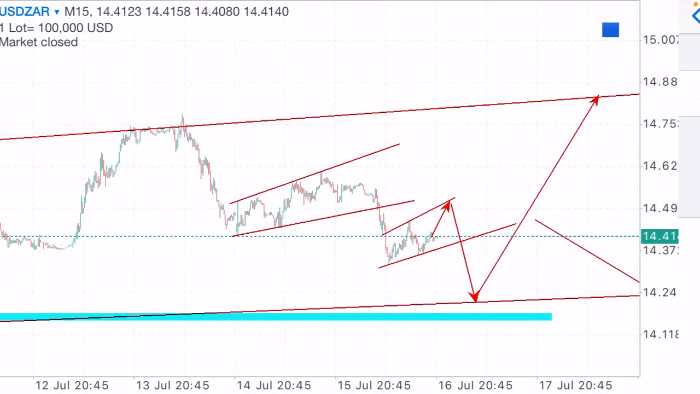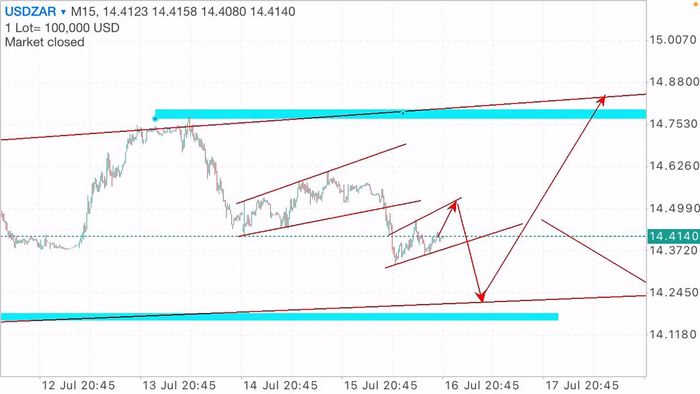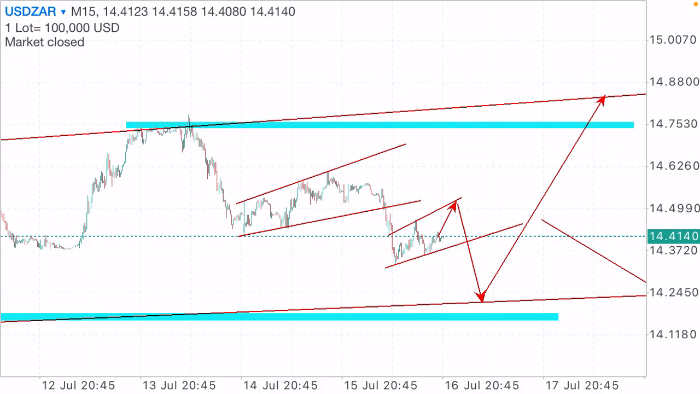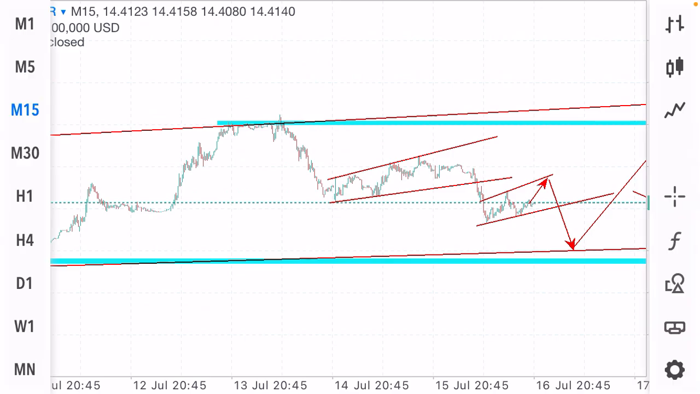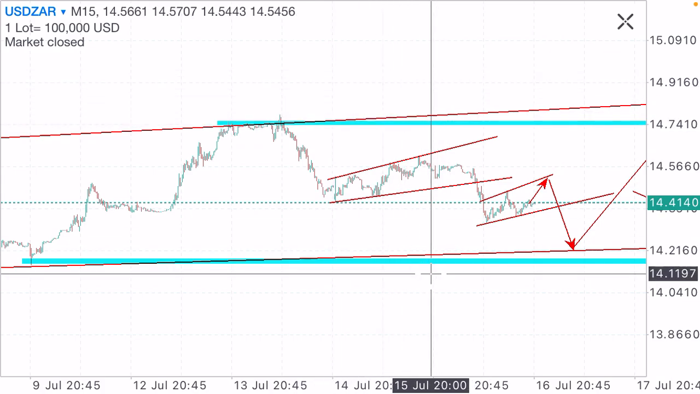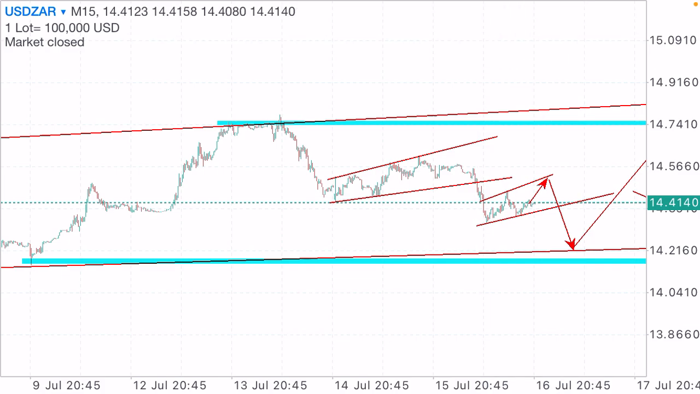As you can see, you can use this strategy on any time frame. Supply and demand zone works on any time frame. Just need to know that when supply is broken, it tends to be demand. And when demand is broken, it tends to be supply. So you need to be aware of that.